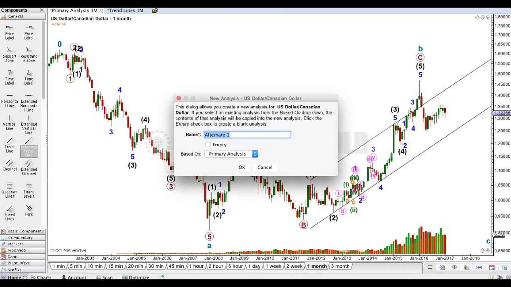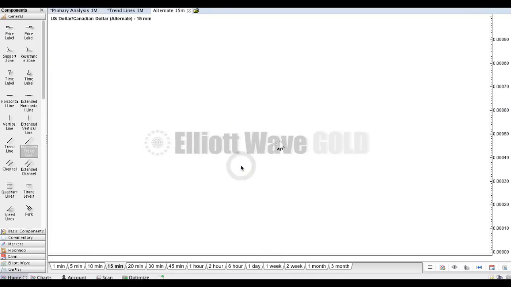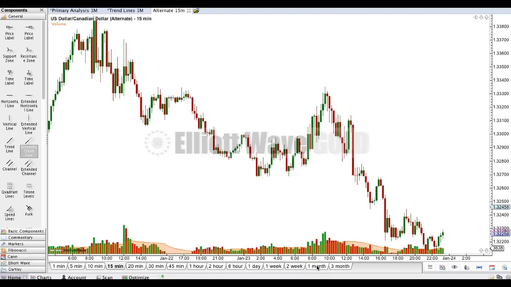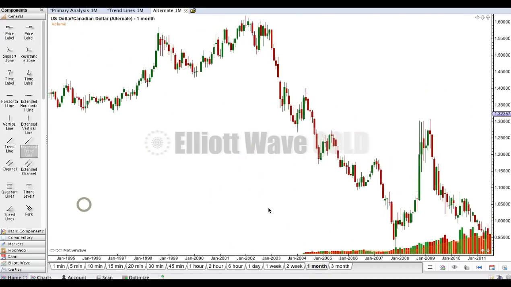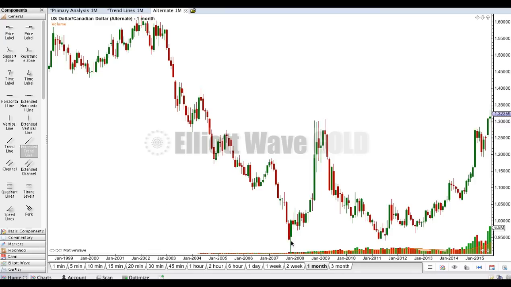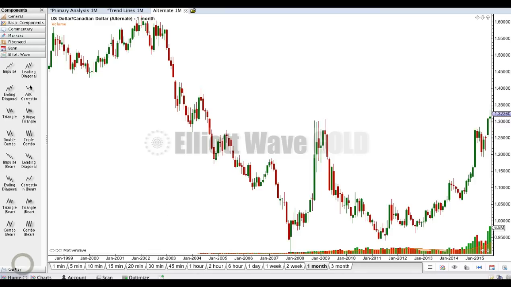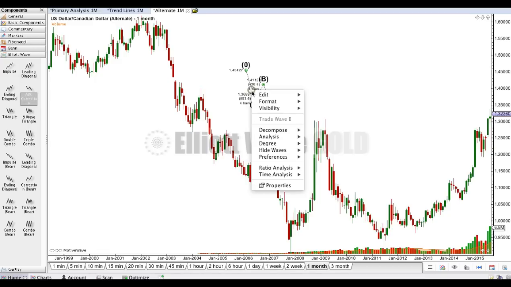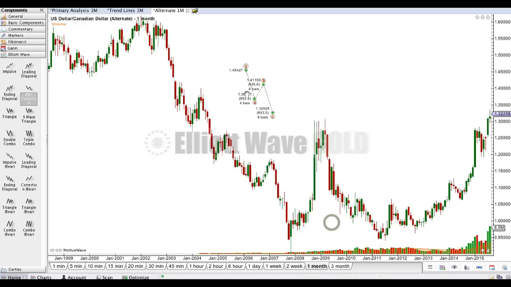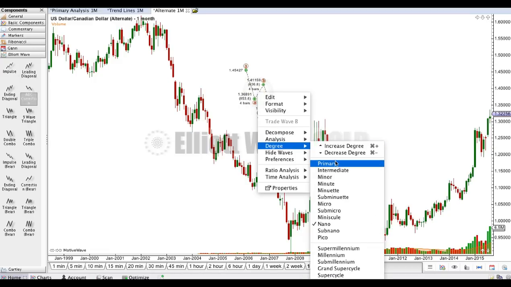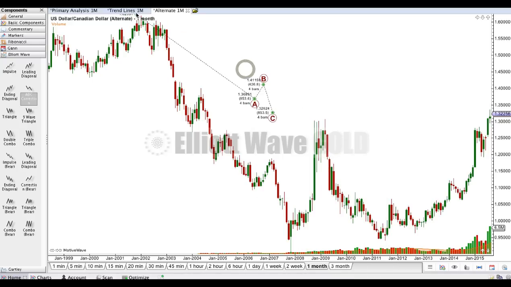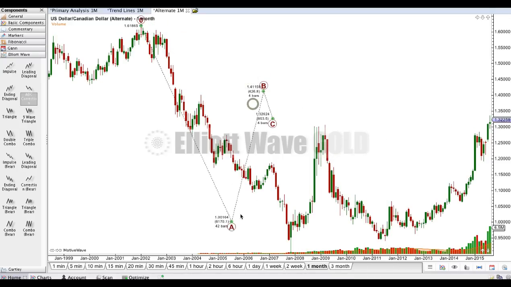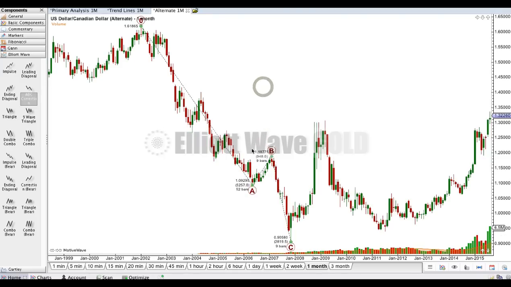Let's do an alternate. Start fresh. Want monthly. About 15 minutes. So that downward wave from here to here fits well as a 5. Well, it fits as a 3 as a zigzag. And again, let's have that at primary degree. Oh no. That one. Will that work?